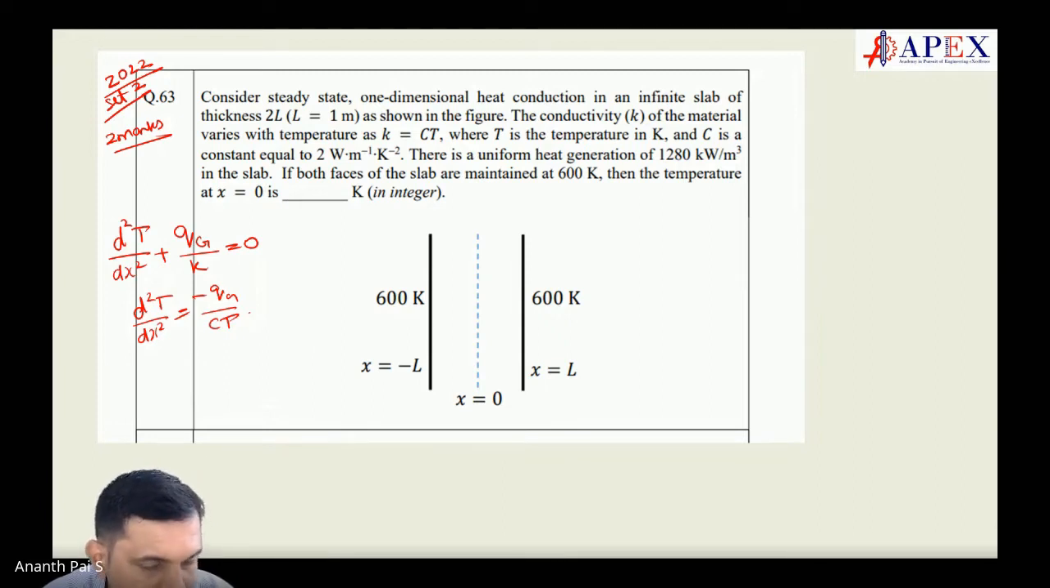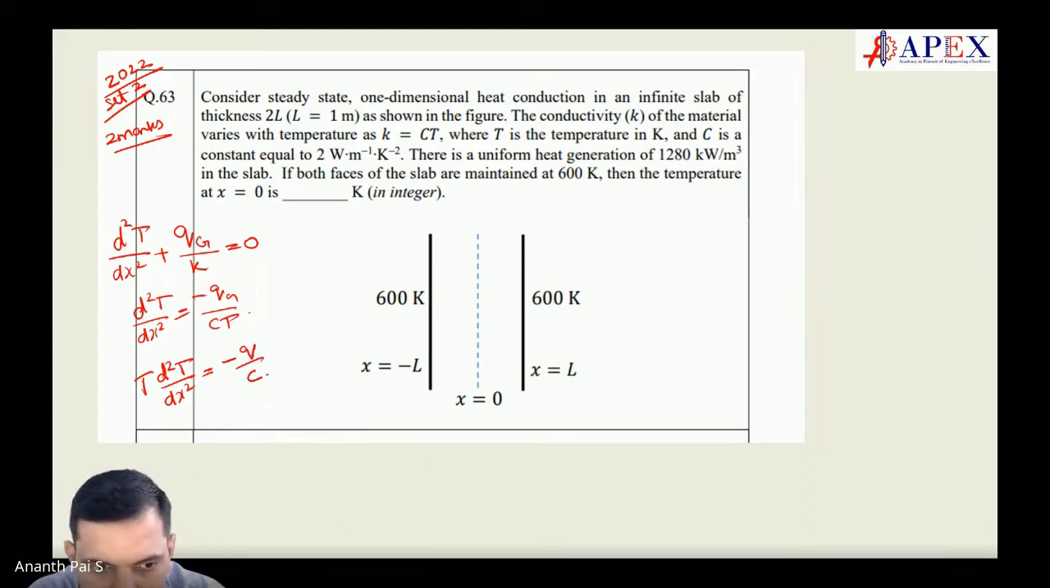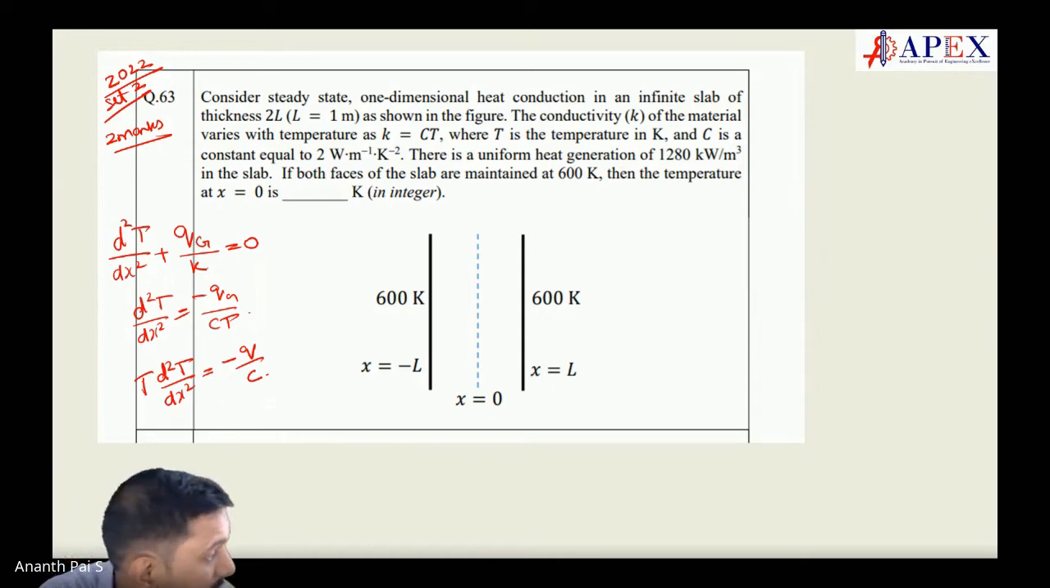d square T by dx square. T d square T by dx square is equal to minus q by c. Fine. Now, while integrating, what can we do here? T into d square T by dx square. We cannot take T as a constant. Not easy. This is one of the tough questions. What should happen here? Now, T into dT by dx. So here, T into dT by dx. Can you write this as equal?